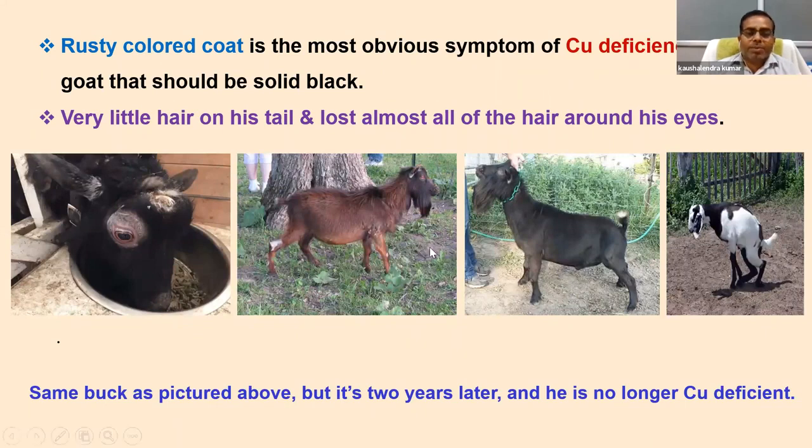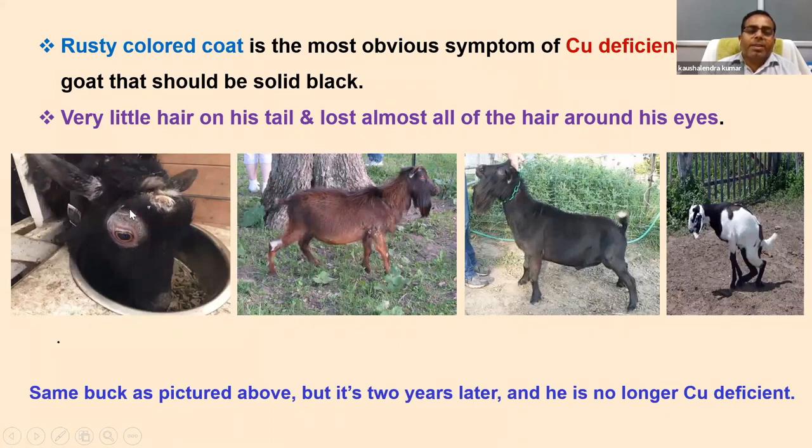In photographs two and three, you can see the long period of deficiency of the copper, rusty color coat. And this is the normal condition. The same animal in normal condition is jet black in color, and when the copper deficiency arises, it looks like this. This is the same picture of the buck. It shows 2 years later, and this buck no longer has copper deficiency. It looks like this after the treatment of the copper.